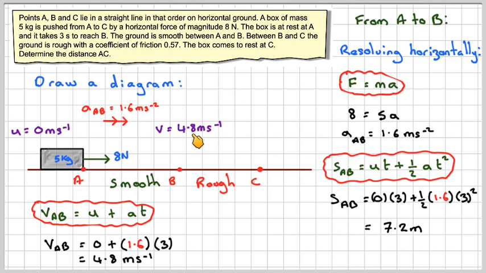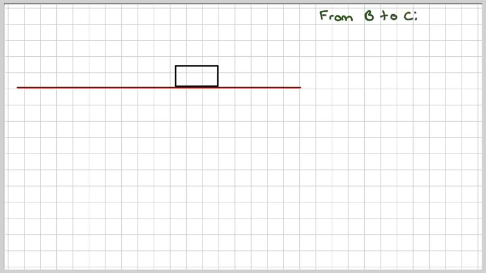So that will now become the initial velocity for the stage BC. So finding for B to C, we've got our block. Okay, so we're in this part here where it's rough. So we'll need to put on the weight, which is 5g newtons, and the normal reaction, which is R. And then there will be this extra force here acting against this one, which is mu times R.